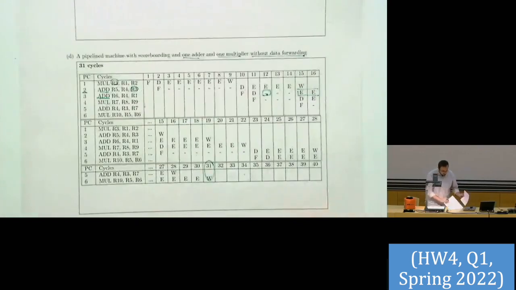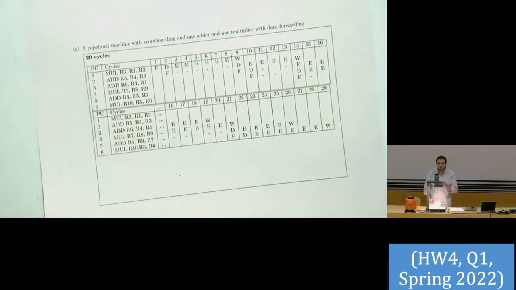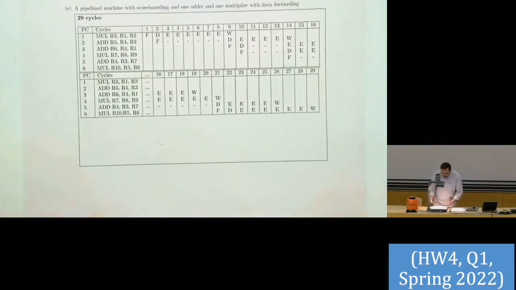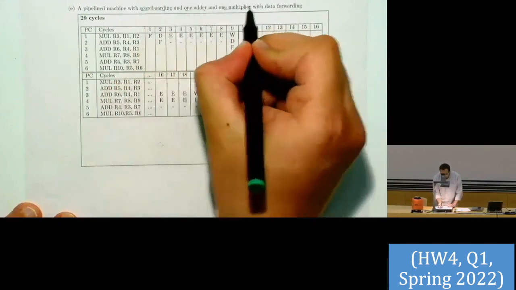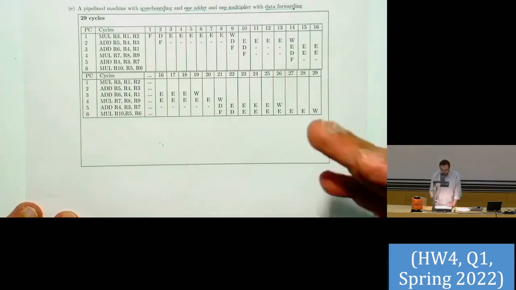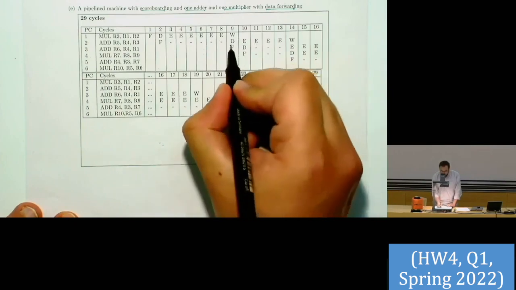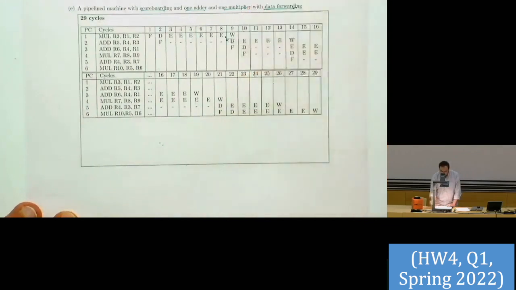And the last question is, if you do not have... do you have a question? Okay. So the last part, the same story. We have scoreboarding, 1 adder, 1 multiplier with data forwarding. So what we do is basically we just copy paste the result in the D, and we just push the cycles back based on this data forwarding, which is the same thing we did in question part C.